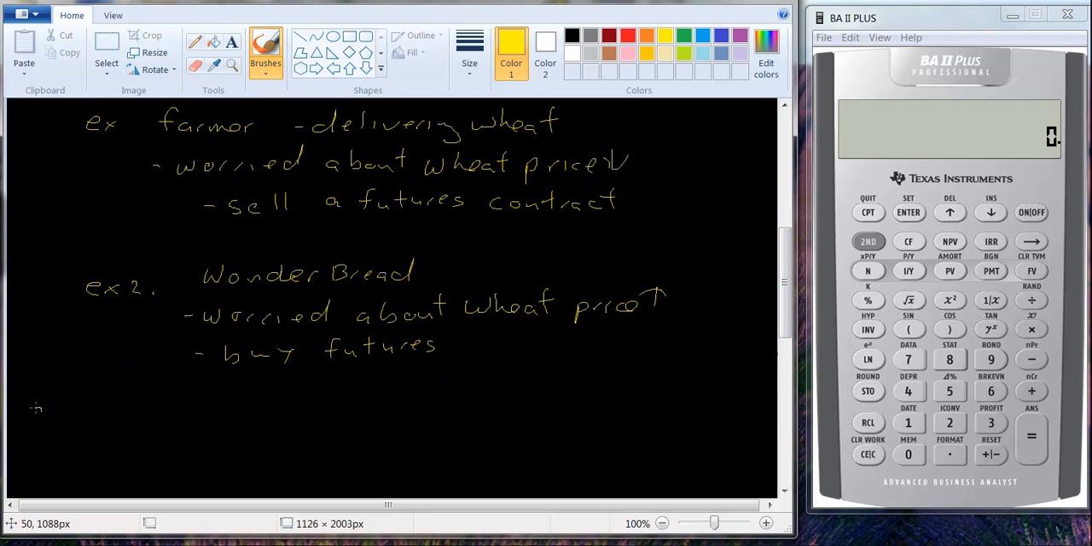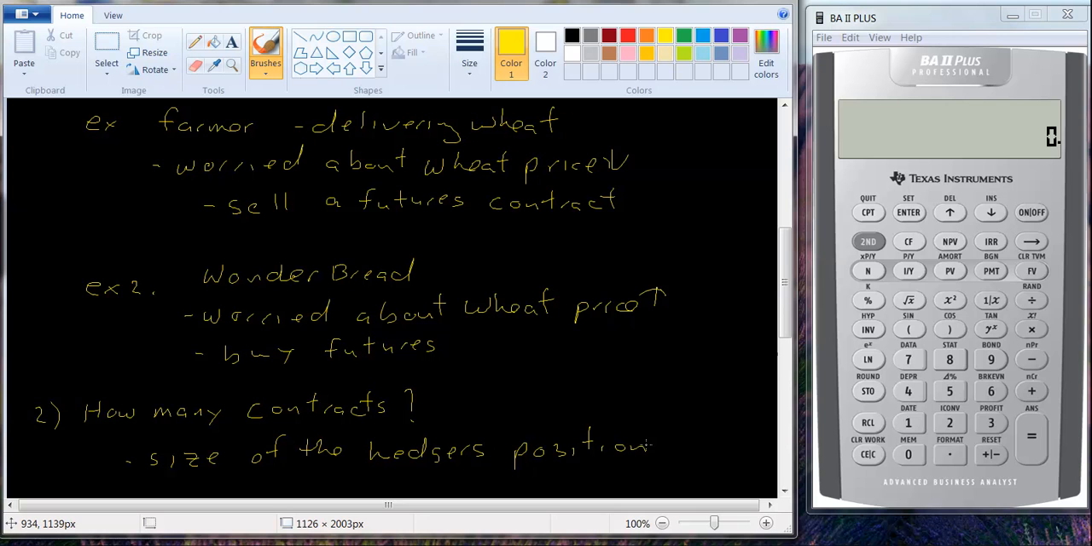The second question we need to ask ourselves is, how many contracts? Well, when it comes to futures contracts, these are standardized. There's a standard size. So the number of contracts will be determined by two things: the size of the hedger's position. You know, it makes sense if you have 1 million bushels of wheat to hedge, you're going to need more contracts than somebody who only has 100,000 bushels of wheat to hedge.